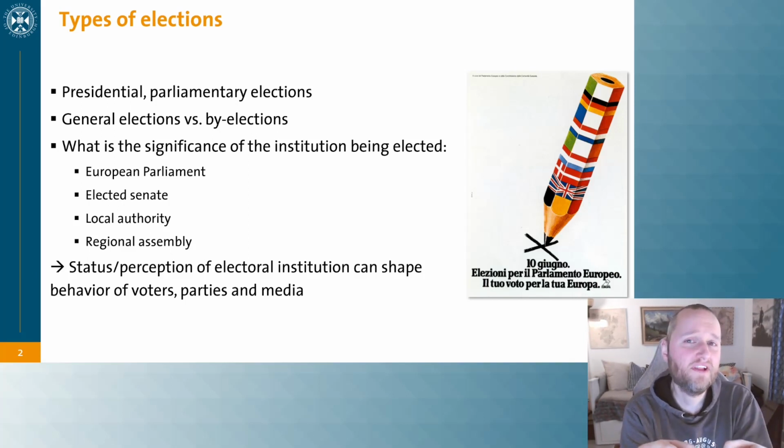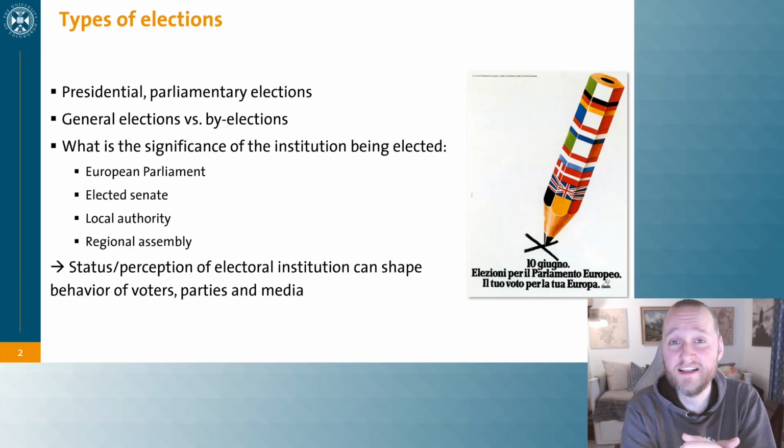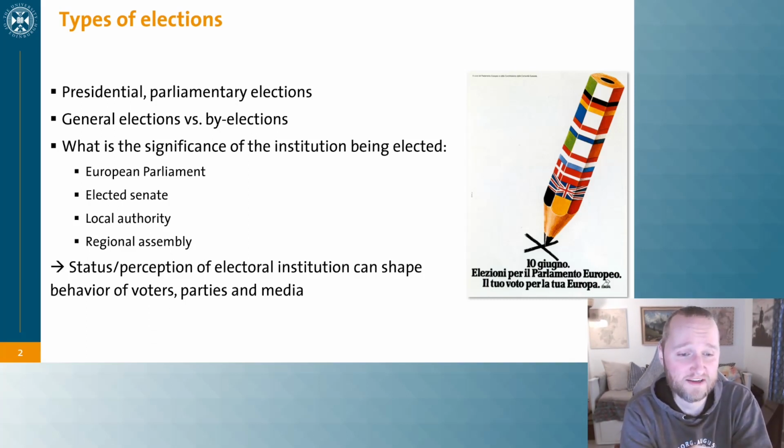And of course, we could have elections of varying levels of significance. Sometimes you elect people at the local level, for example, a mayor or a local council. Sometimes you might elect people to the European Parliament, which is a transnational parliamentary body. And of course, the status and the perception of these elections can vary widely, and this can influence the behavior of voters.